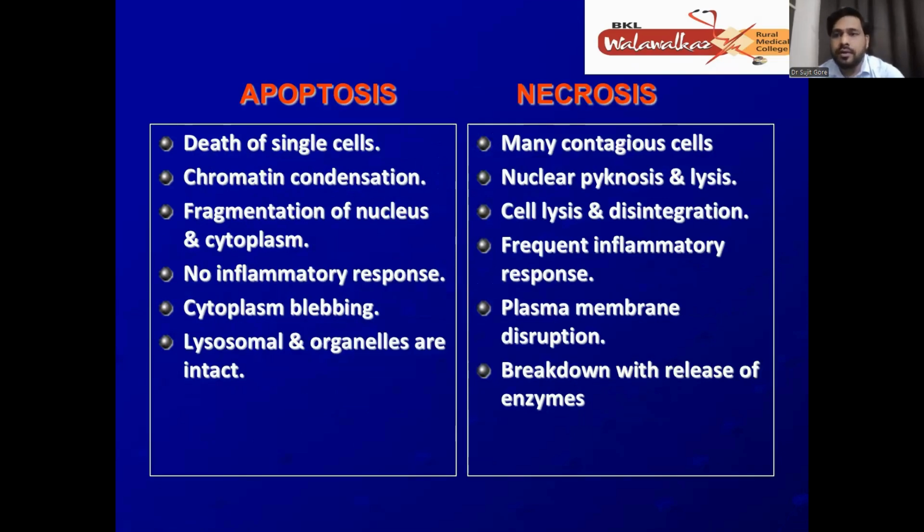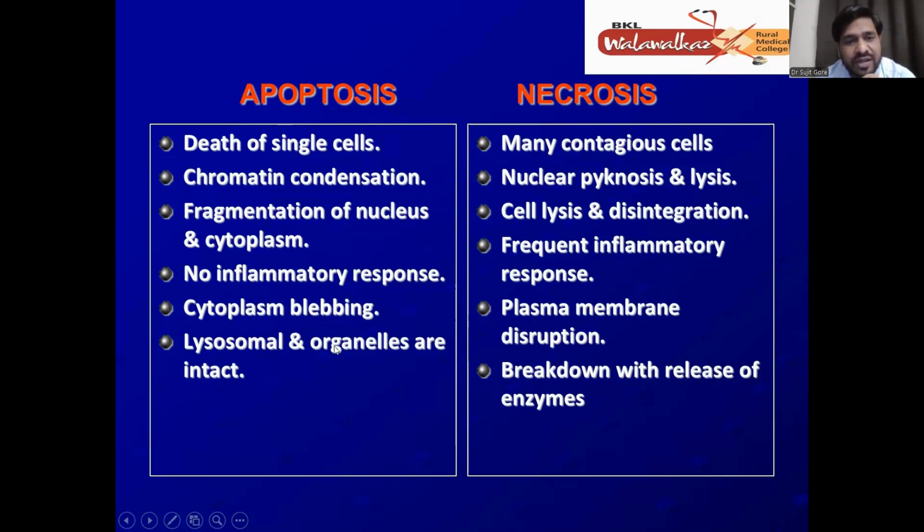Now this difference is very important. Apoptosis is death of a single cell, but in necrosis many contiguous cells die. In apoptosis there is chromatin condensation. In necrosis there is nuclear pyknosis, karyorrhexis and karyolysis. In apoptosis there is fragmentation of the nucleus and cytoplasm. In necrosis there is a frequent inflammatory response, but in apoptosis there is no inflammatory response. In apoptosis there is cytoplasmic bleb formation, but in necrosis there is plasma membrane disruption.